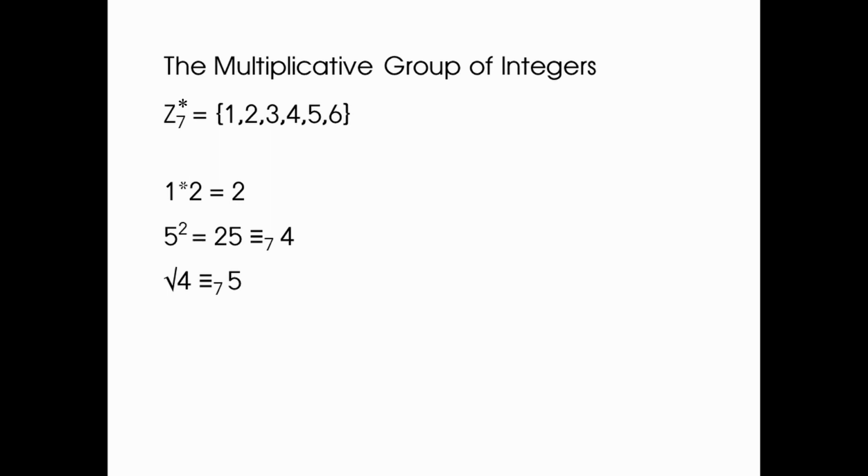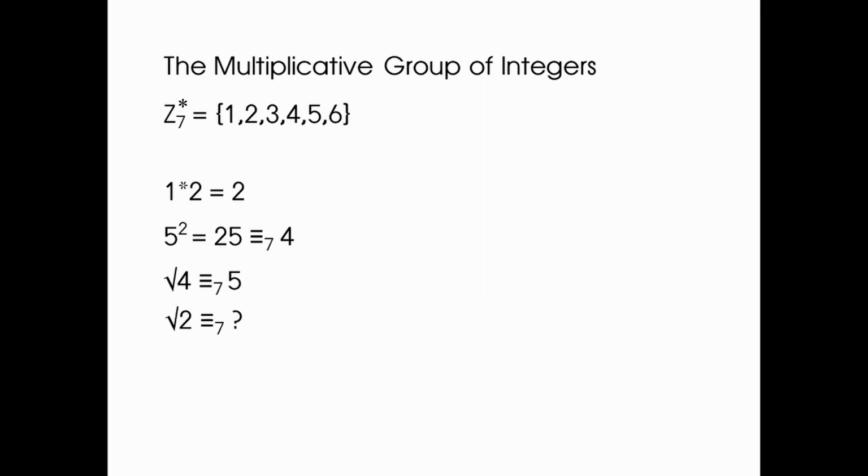So what we do then is we divide by 7 and we keep the remainder. The remainder is 4. Therefore 25 modulo 7 is 4. Now the square root of 4 modulo 7 is 5. The reason we know it's 5 is because we just saw that 5 squared is 4 modulo 7. But if we didn't know that, it would be less intuitive. For example, take 2. What is the square root of 2 modulo 7? That's not so intuitive, right?